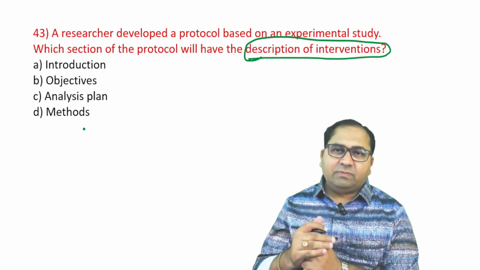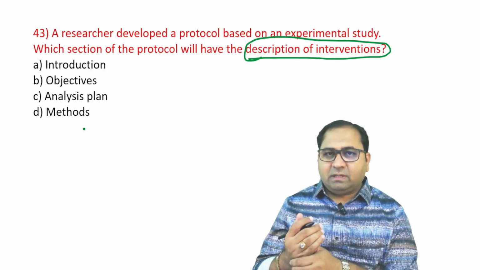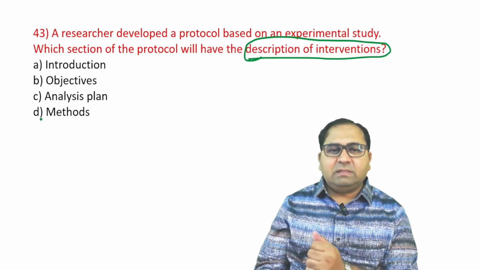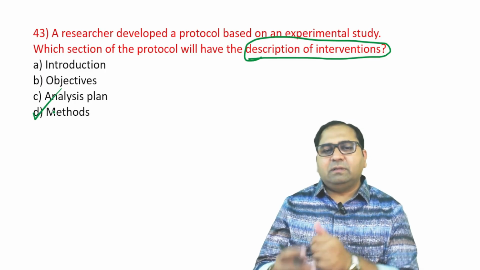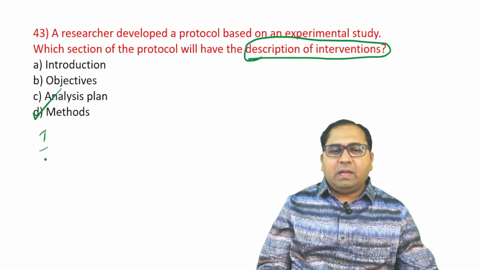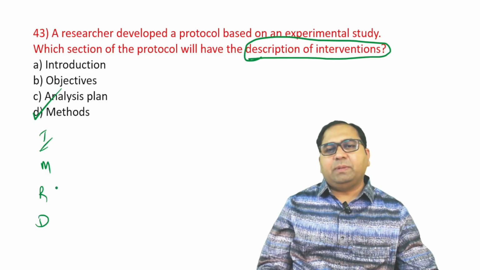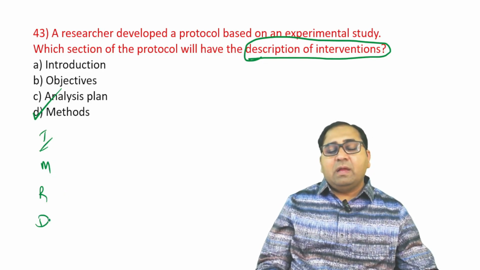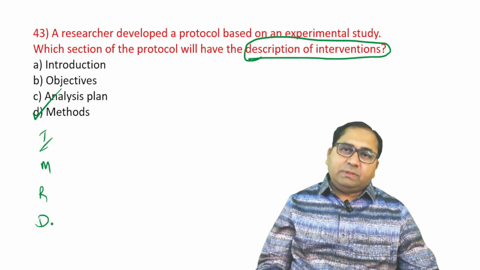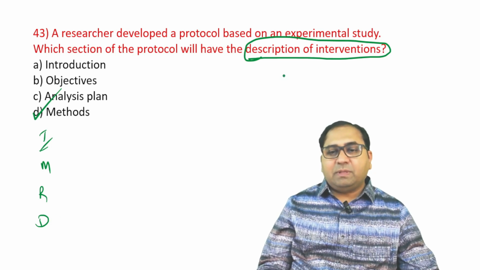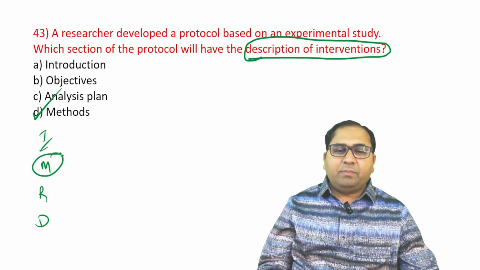The answer for this question is very simple. As I told, it is a repeated question. So the answer is D, methods. From the IMRD structure, I stands for introduction, M stands for method, R stands for results, and D stands for discussion. So the description of interventions is all mentioned in the methodology section.